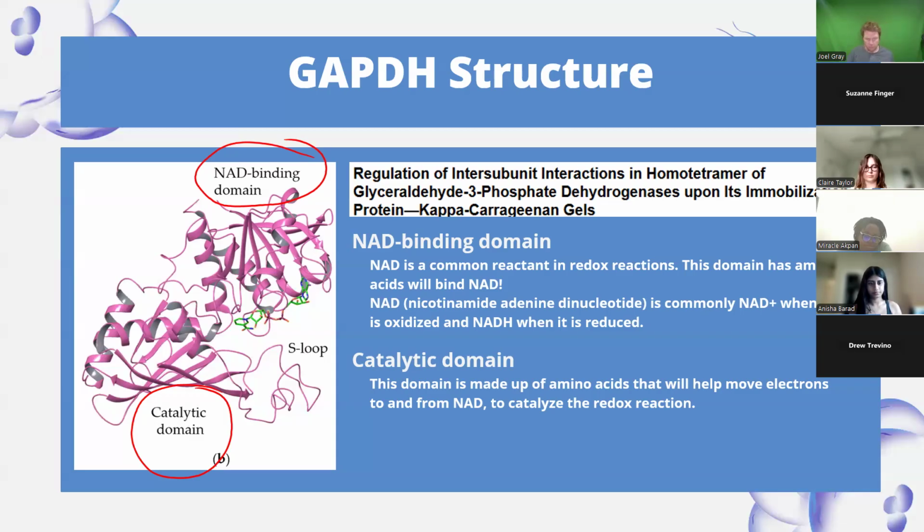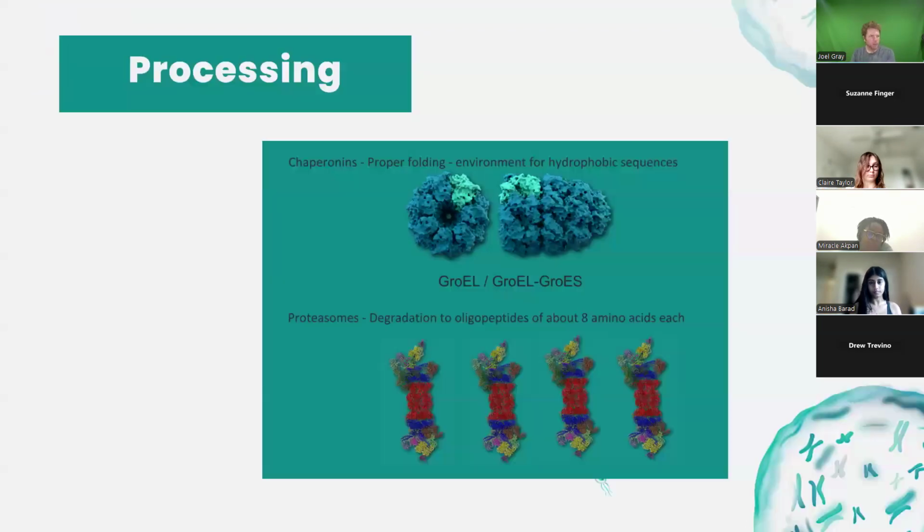In addition to that, some of those domains are found in lots of other proteins. So this NAD binding domain is going to be found in lots of different proteins. And the sequence of those domains are going to be very, very similar to one another. Okay, now we've got a couple more slides for this and a couple of different ways in which proteins can be processed.